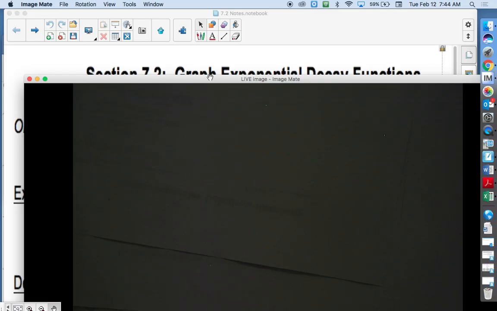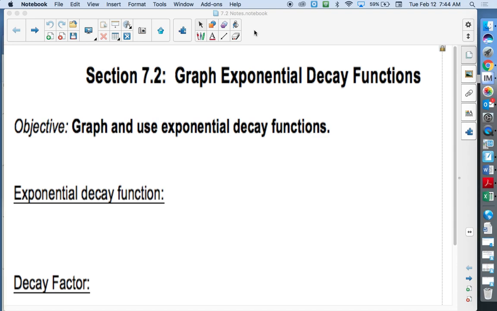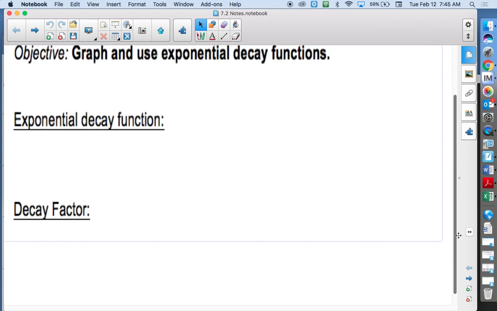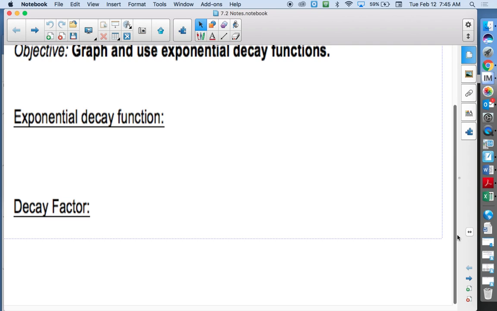So there are 2 different types of graphs. It can either grow, which means it's going to increase, or it can decay, which means it'll decrease or go down. Yesterday we looked at the growth ones where they started low and then curved up high. So today we're going to look at the graphs that go down and decay. And then tomorrow we'll look at some word problems and try to pull together all the different types of word problems you can have.